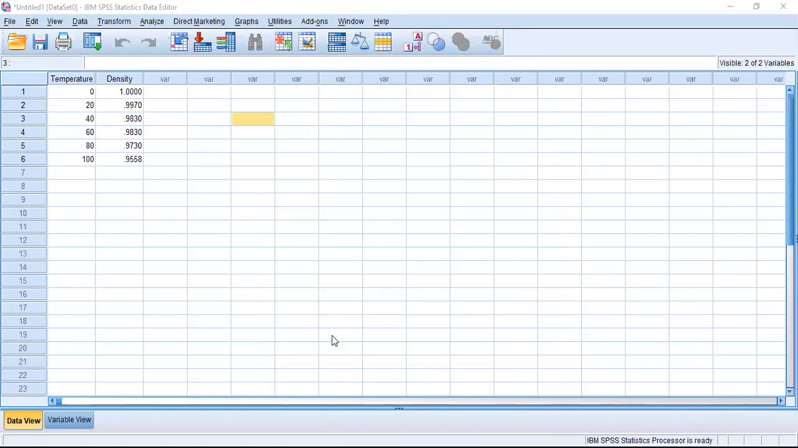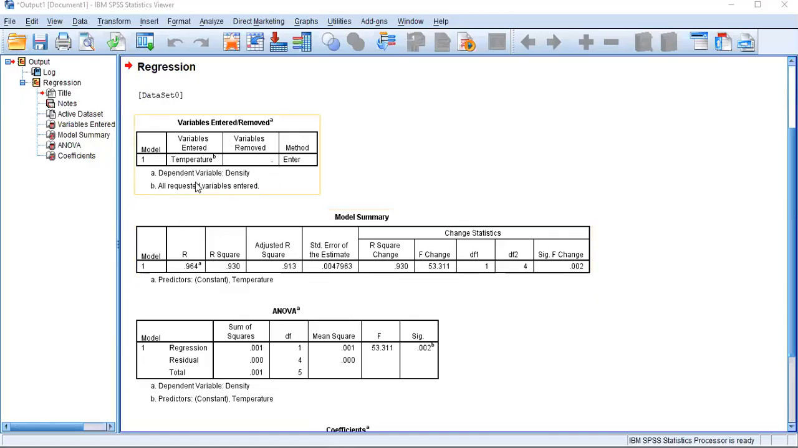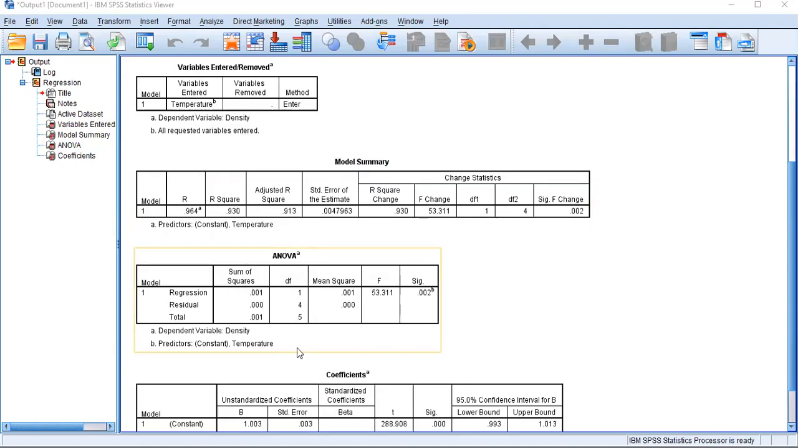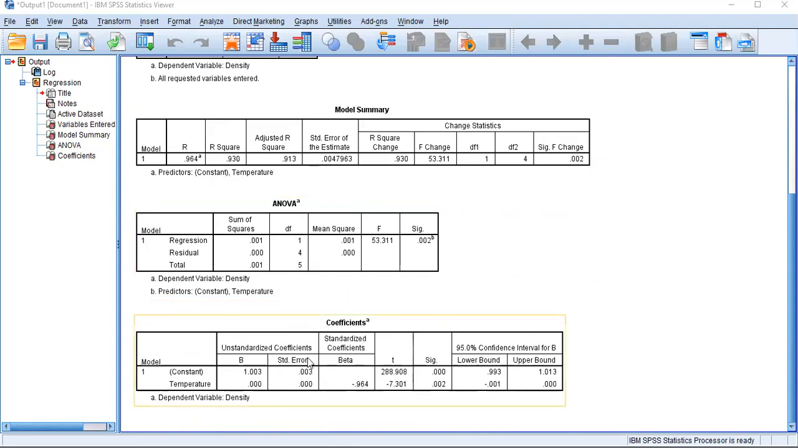So let me share the output results, which is in a different window. In this case, it tells us the variables that we entered, our dependent and our independent variable, right? So we have got the R square, which is 0.930, right? That's one thing that we want. Then we have got the ANOVA table, the analysis of variance table. We've got the regression estimates, which is the third table, right?